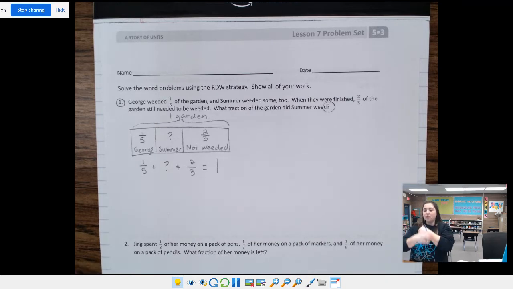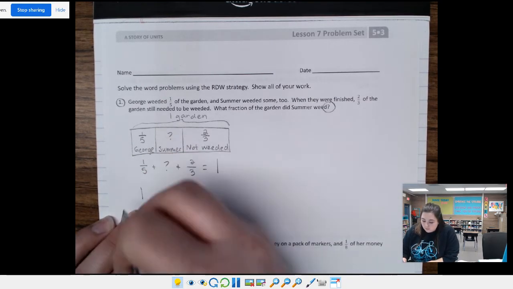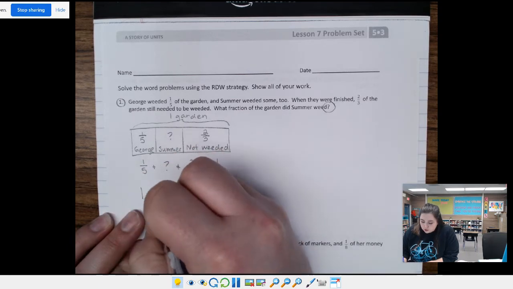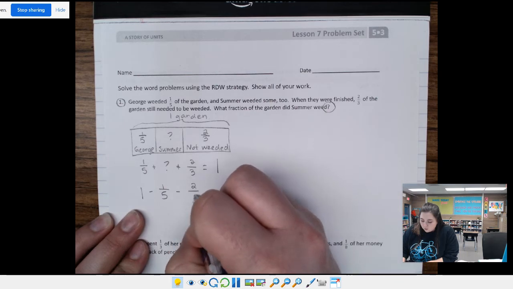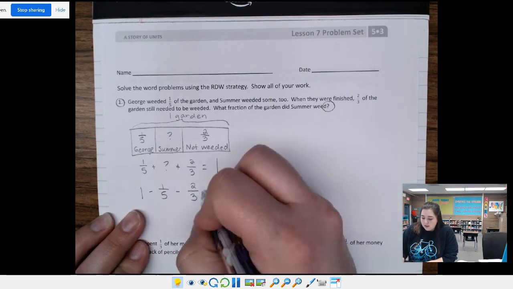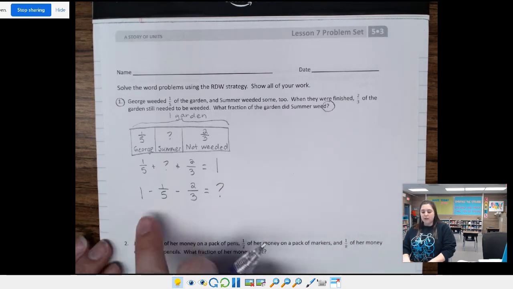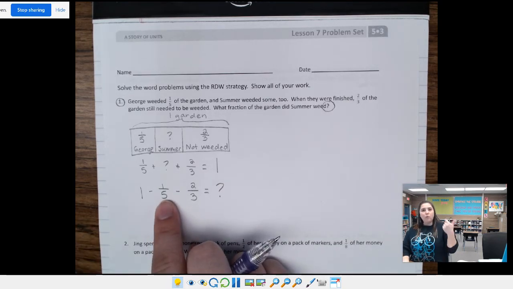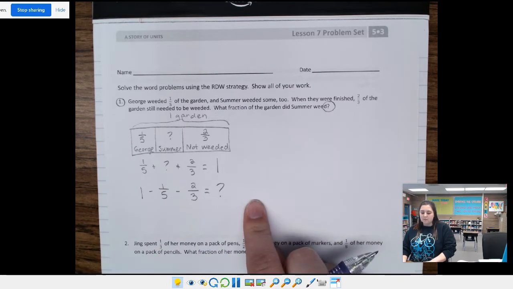But I could flip this around. Let's say I have the whole garden. I'm going to subtract what George weeded and subtract what was not weeded, and that should tell me that missing piece. So if I subtract what George weeded, what was not weeded, that should tell me what Summer weeded. So I'm going to solve for this.